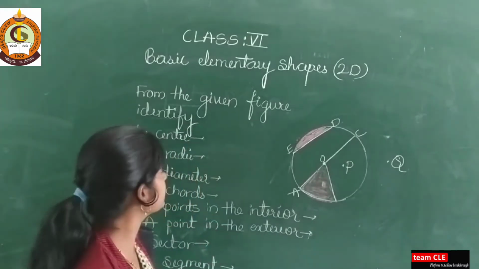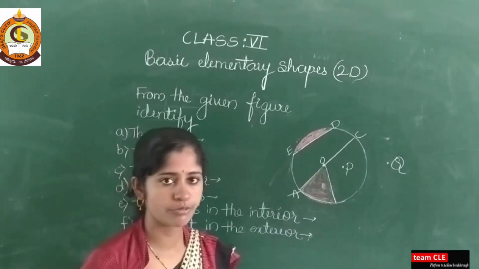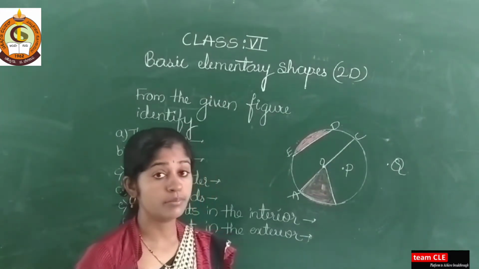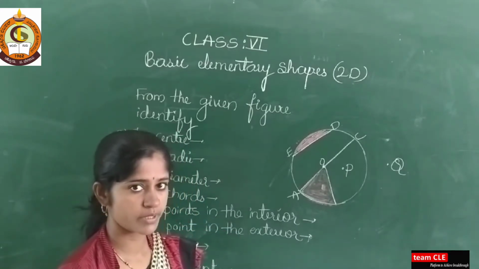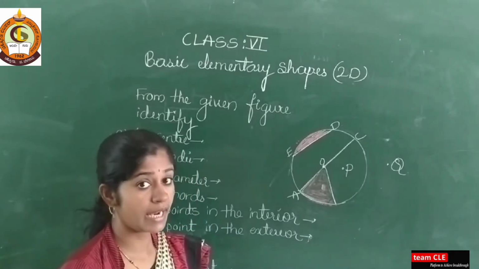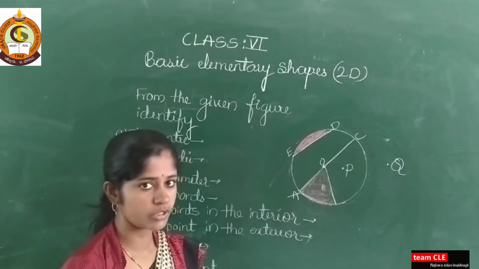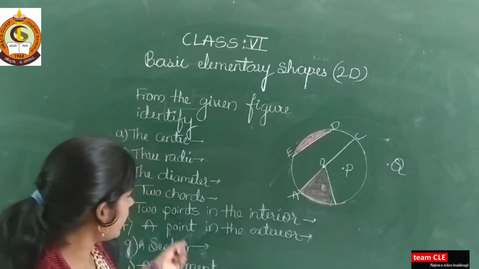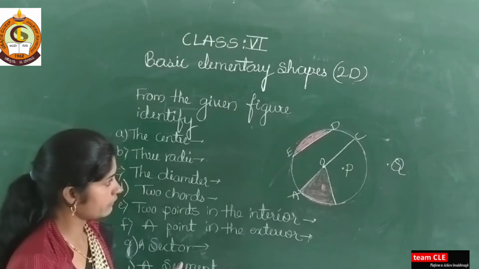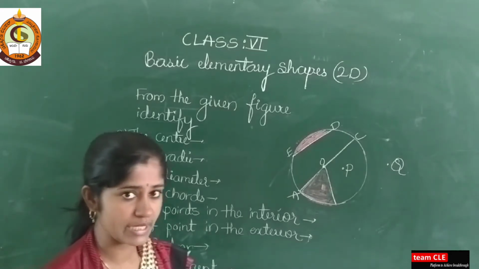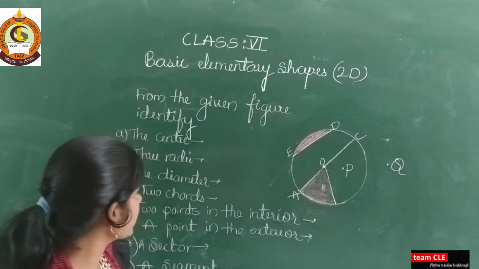Already you know we are discussing basic elementary shapes from lesson number 9. In previous videos you learned the parts of the circle. If you understood all those concepts, then you can write everything on the board very easily. So let us start today's class.